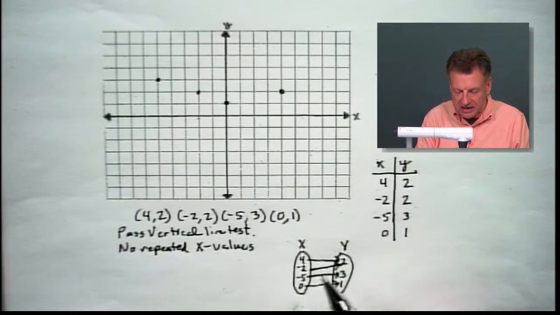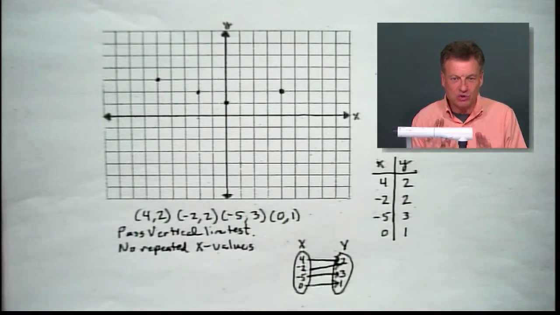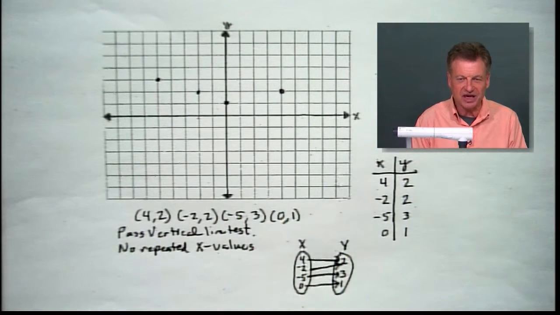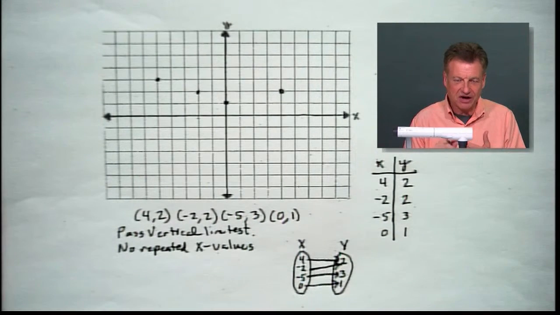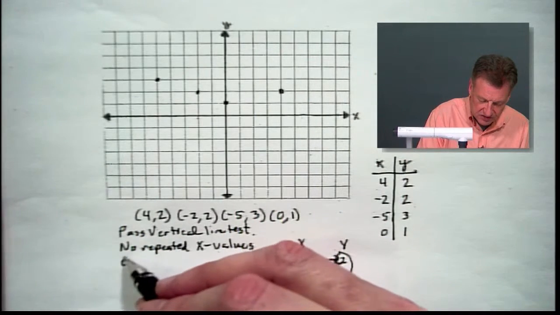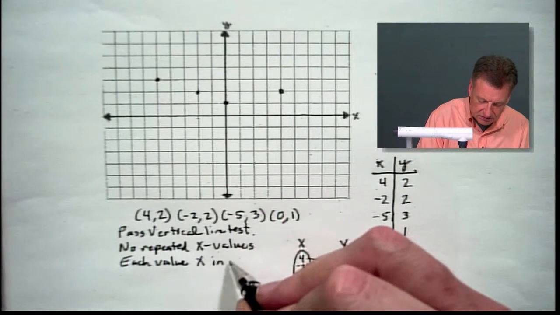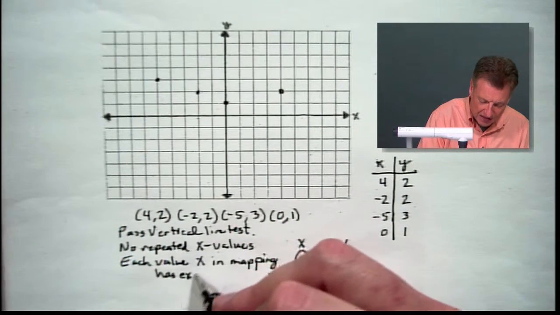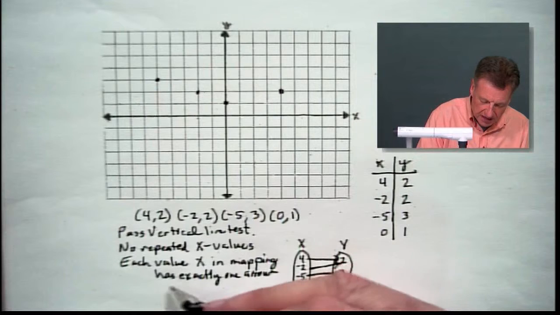So it's all about, if you saw more than one arrow coming off of a number in the x mapping area, you would be blowing the function. So because there's no double arrows coming from x, we're good, all right? Now there are arrows that get to y. 2 of them go over here to y, but that's the idea. So again, we have no repeated x values, and each value of x in the mapping has exactly one arrow coming from it, heading toward y.